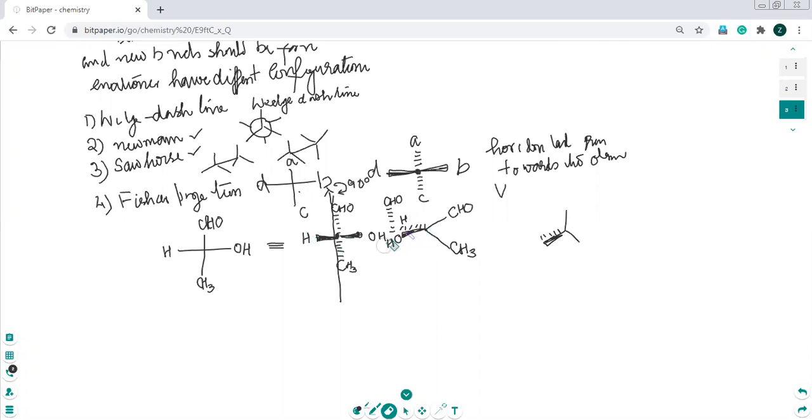Let me remove this, it's not required. Okay, now I have to show you how this works. Let me bring the model and show it to you.